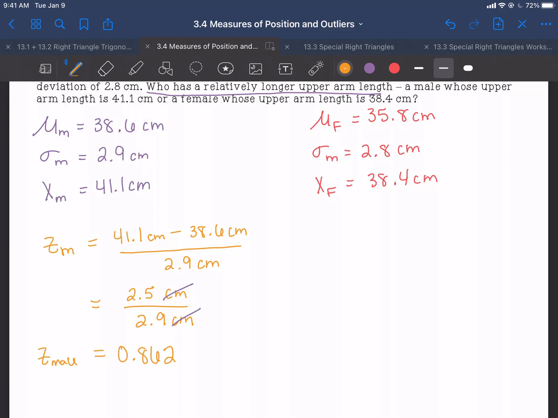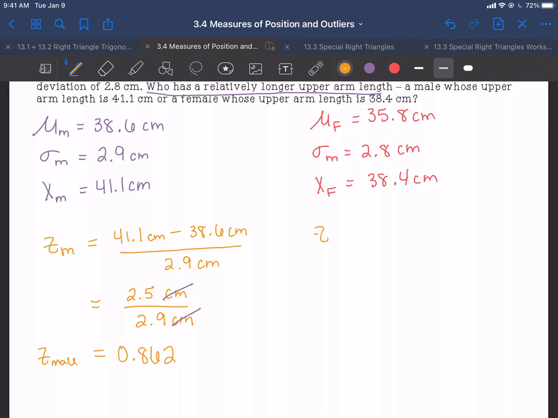That means, compared to the mean of 0, that arm length of 41.1 centimeters is 0.862 standard deviations away from the mean. So it's less than 1 standard deviation away.